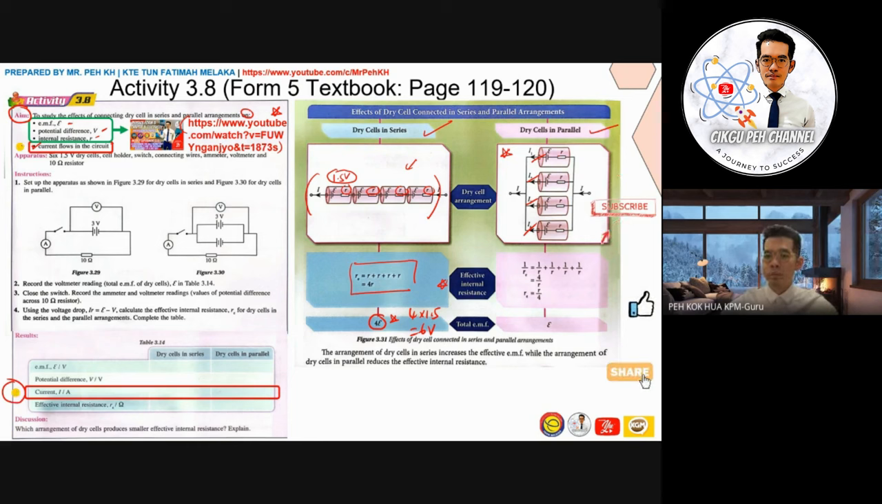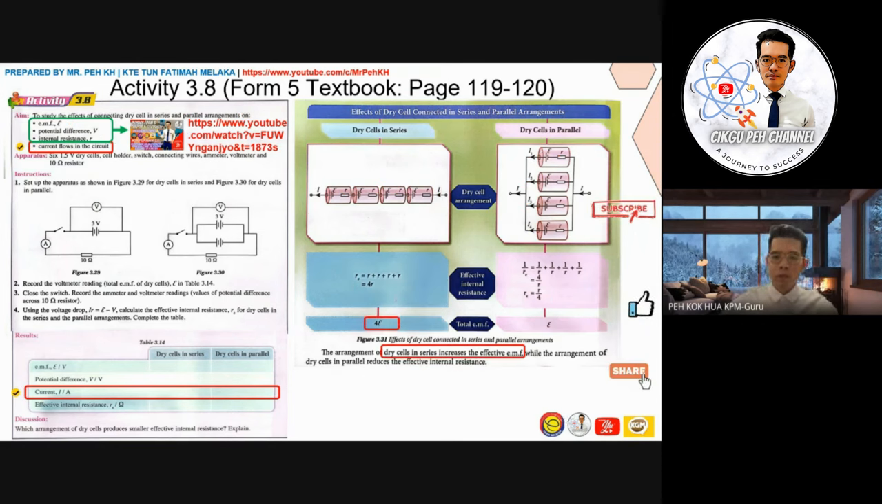For this arrangement, the effective internal resistance decreases, while the total EMF does not change. Here it will be equal to 1.5 volts, which is the EMF that one dry cell is able to provide. That means when the dry cells are arranged in parallel, they act as a single dry cell, where the voltage provided to the circuit is only 1.5 volts in this case. So the conclusion is that dry cells in series increase the EMF, while the arrangement of dry cells in parallel reduces the effective internal resistance.